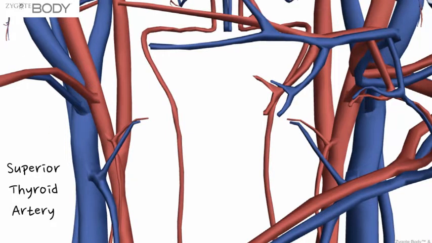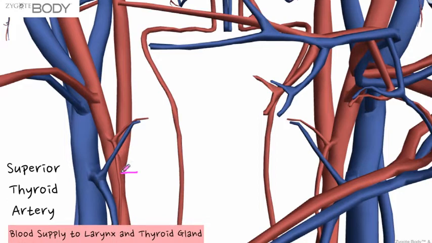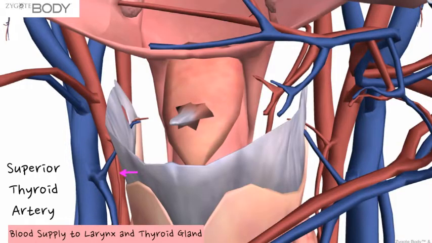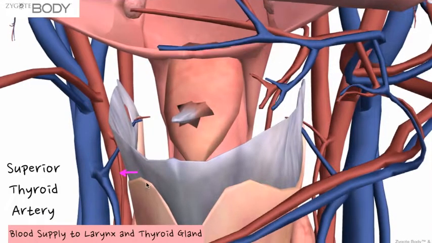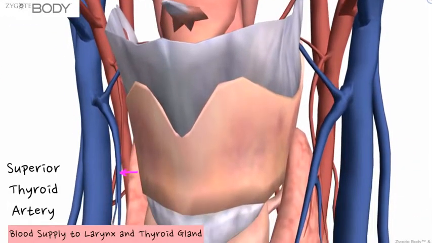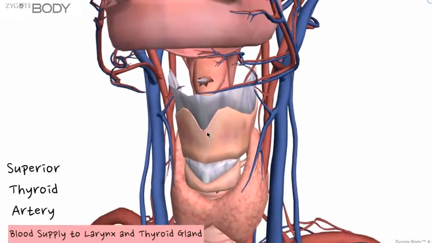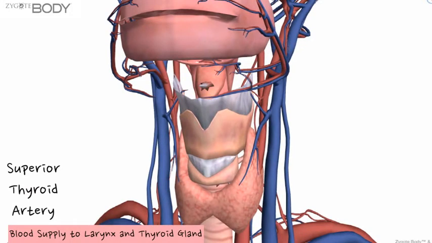The superior thyroid gives the supply to the larynx and the thyroid gland. Let's see if we can actually see that here. As you can see, we have the superior thyroid going down, and there we have the larynx. I'm just going to zoom out. We have the thyroid gland here, as you can see it right here. So it supplies the thyroid gland and also the larynx.